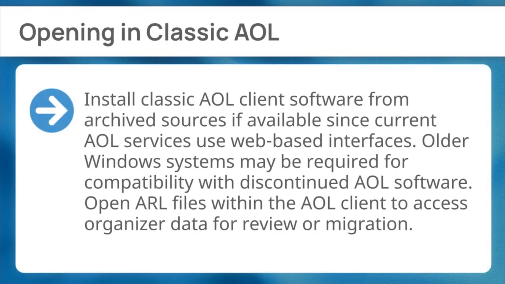Install Classic AOL client software from archived sources, if available, since current AOL services use web-based interfaces. Older Windows systems may be required for compatibility with discontinued AOL software. Open ARL files within the AOL client to access organizer data for review or migration.